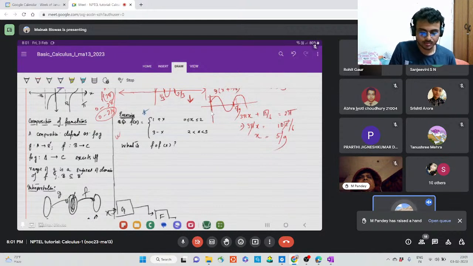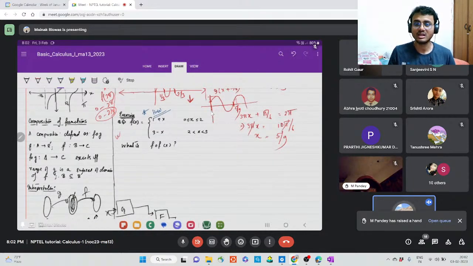This one I would tell you to try. If more than a few people would not be able to answer, I would do it in the next class. It's a very interesting one. Then you can do it on Desmos and see if your graph is matching with this. I would have done it today, but there was a lack of time.